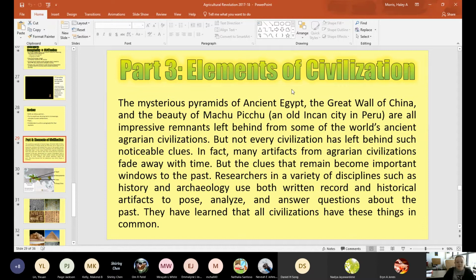So the mysterious pyramids of ancient Egypt, the Great Wall of China, and the beauty of Machu Picchu, sorry. Machu Picchu is an old Incan city in Peru, and it's super famous. You should totally look up pictures of it sometime. I really want to go there one day.